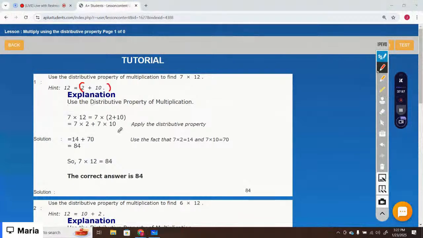12 equals 2 plus 10, right? So replace 12 with 2 plus 10. Now 7 times 2 and 7 times 10. 7 times 2 is 14 and 7 times 10 is 70. So 70 plus 14 is 84.